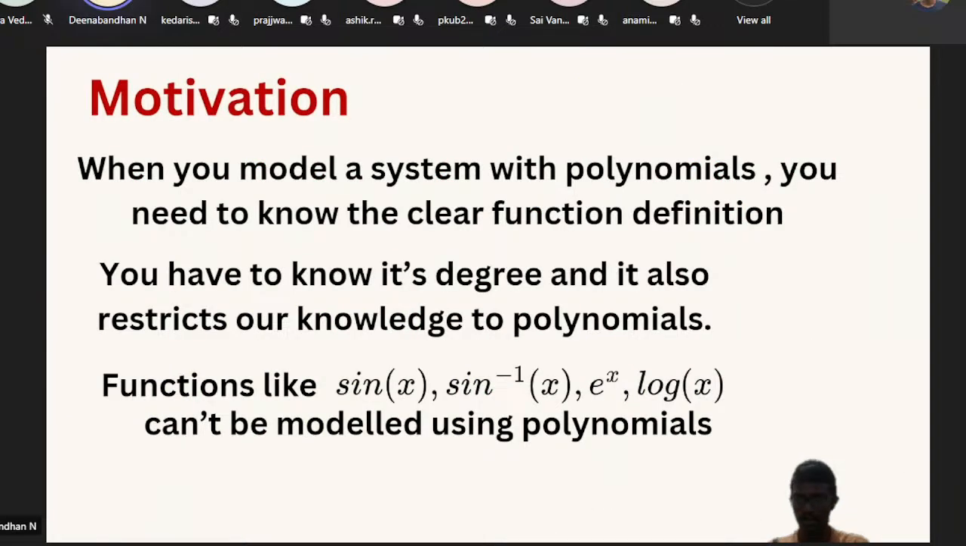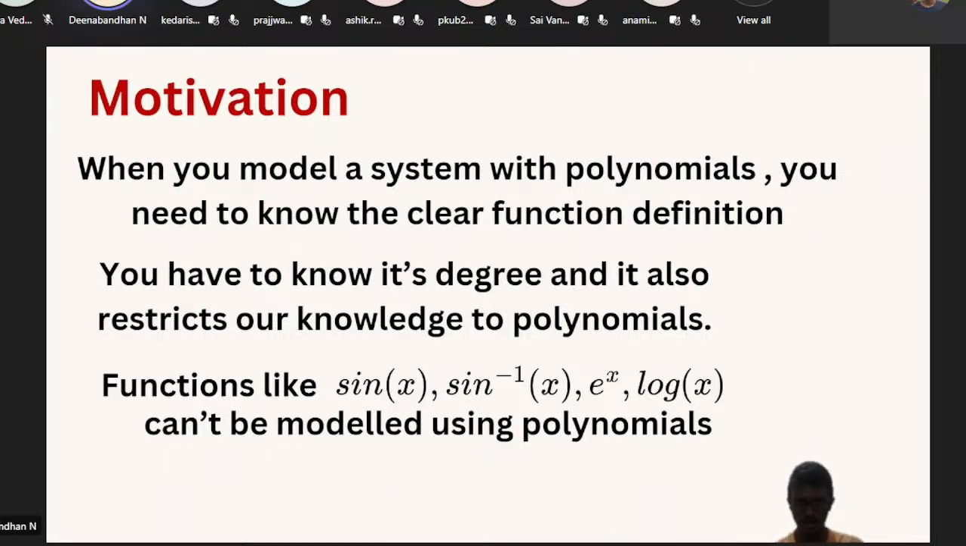So let's say motivation. When you model something with a definition, there are two things you need to know. First, you need to know a clear function definition. You need to know up to which degree it is there. We can say, like laws of motion, you know the equation h equals ut plus half at square.